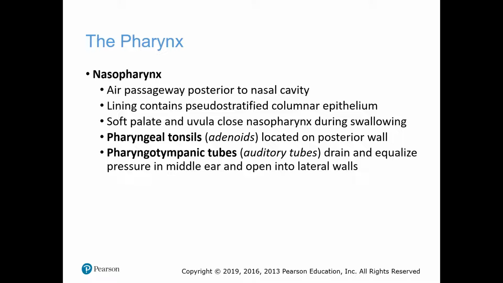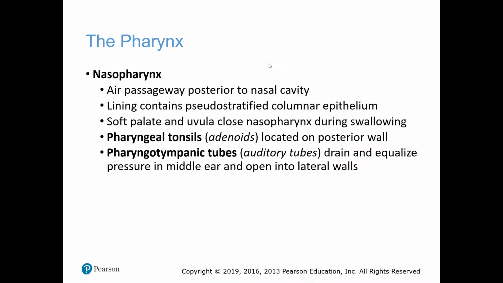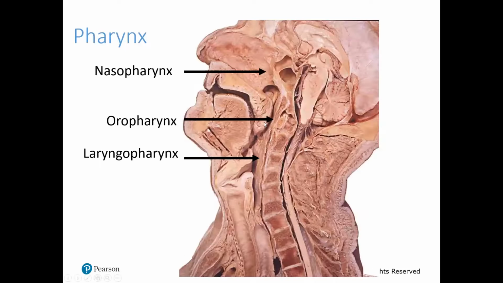So the nasopharynx leads into the nasal cavity. When we swallow, our soft palate and our uvula actually flip up. The soft palate is this structure right here, and the uvula, the dangly thing, is right there. When we swallow, this structure right here flips up and closes off the nasopharynx.